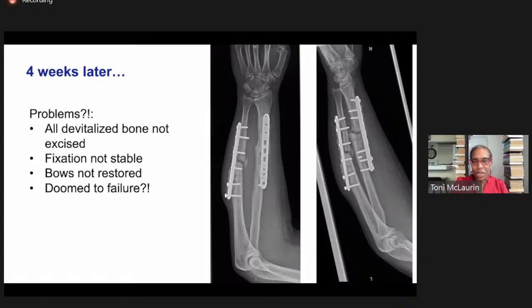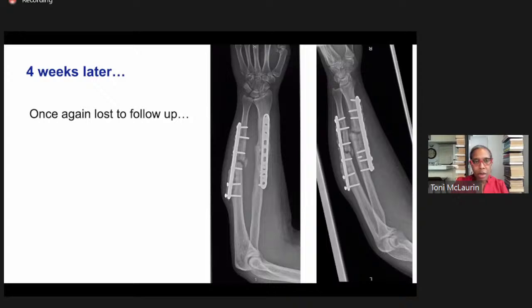And then 4 weeks later, he shows up, and this is what his x-rays look like, and you can see screws are already starting to back out. Things are not looking good. So the problems, as I mentioned, were that the principles that I just discussed were not followed. So you assume this is probably doomed to failure, but lucky for us, he was lost to follow-up.